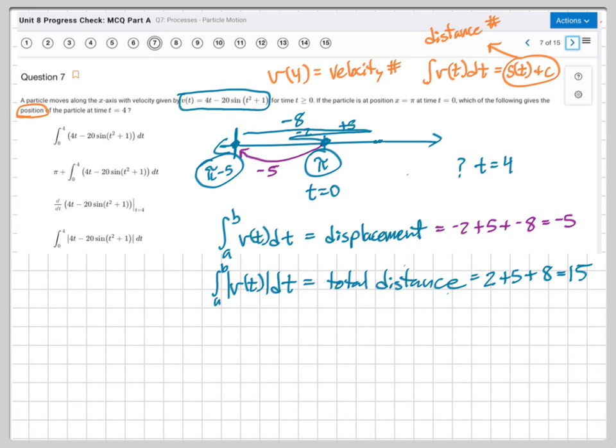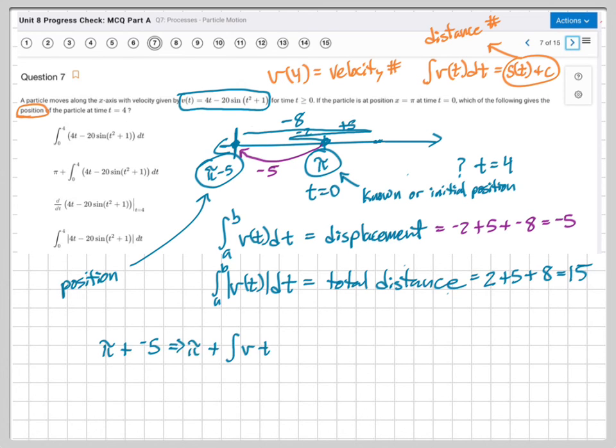The displacement. So in order to find the new position, first we have to know the known position, or the initial position. And so that's what we're going to start with. We're going to start with pi, and then we're going to add the displacement. In our case, it was -5. But we don't know if our displacement is -5, so let's just take the pi and add the displacement formula, which is the integral of velocity from A to B. In our case, it's from 0 to 4.